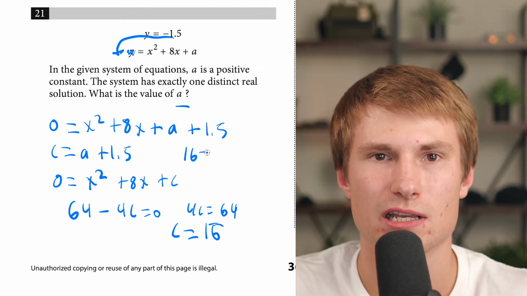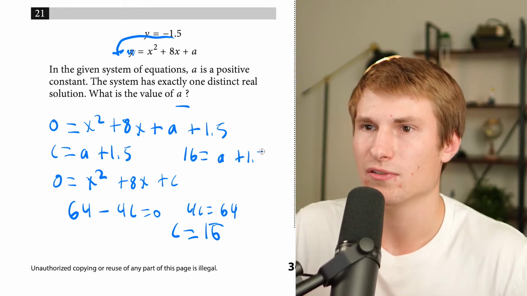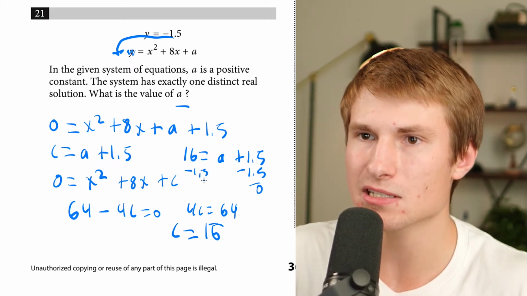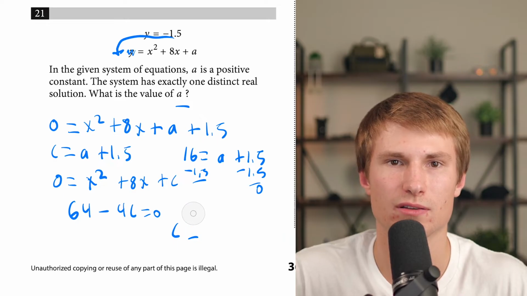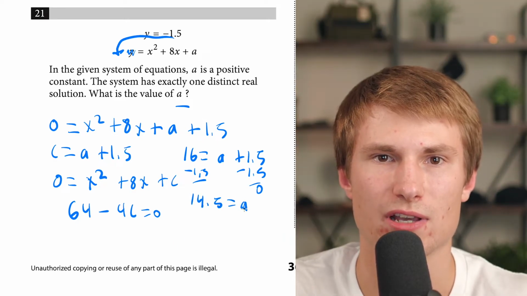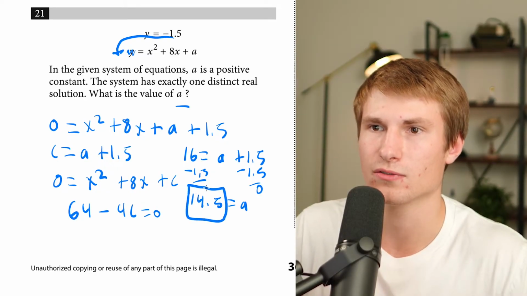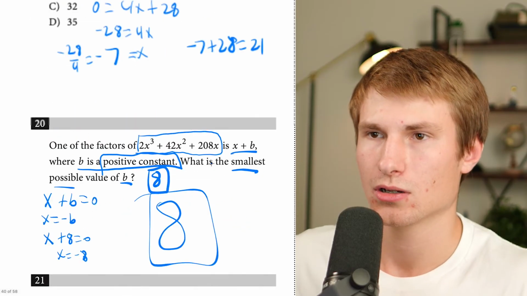Now from there, we've got c is 16. So 16 is equal to a plus 1.5. We subtract 1.5 from both sides. 16 minus 1.5 is going to leave us with 14.5 is equal to a. So 14.5 is equal to a, and our answer is 14.5 for the value of a. So 14.5. Going on to question number 22.